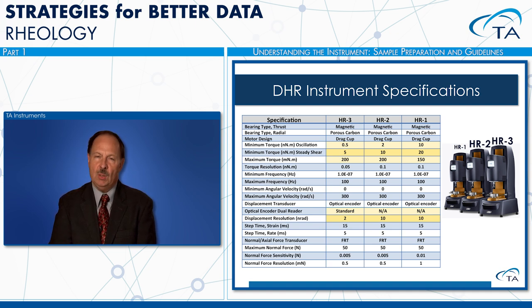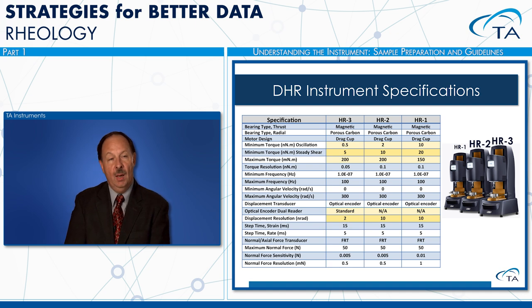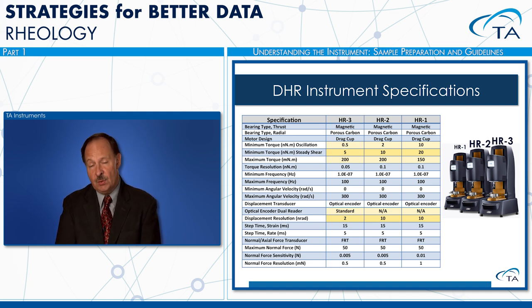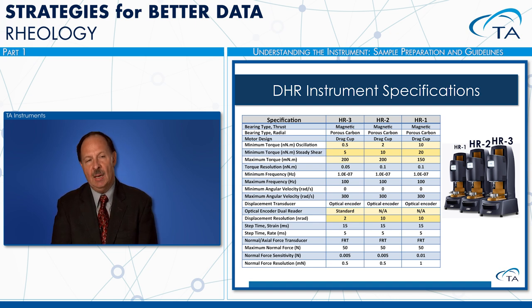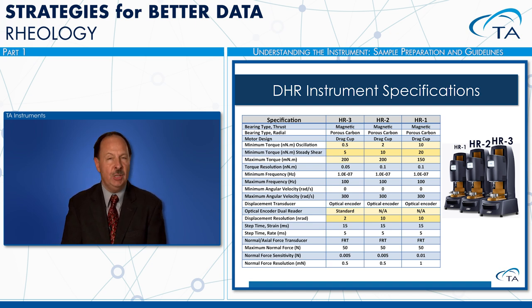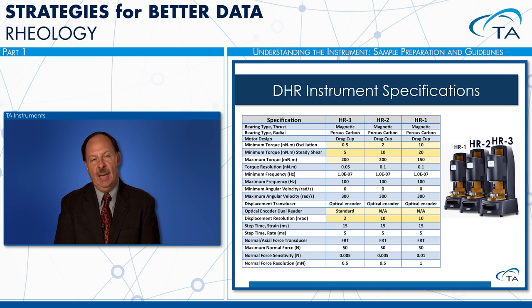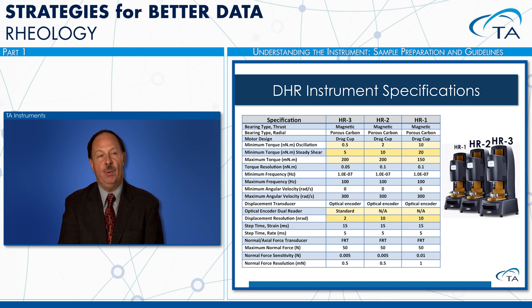A definite improvement over the prior generation, which were the very useful and very successful AR rheometers. These DHR rheometers are the next generation after the AR rheometers, and each one of these is a marked improvement over the capabilities that we had previously. Every one of these has a magnetic bearing. Previously with the AR rheometers, it was only the AR G2 that had a magnetic bearing. And now all three of these DHR rheometers have the magnetic bearing.